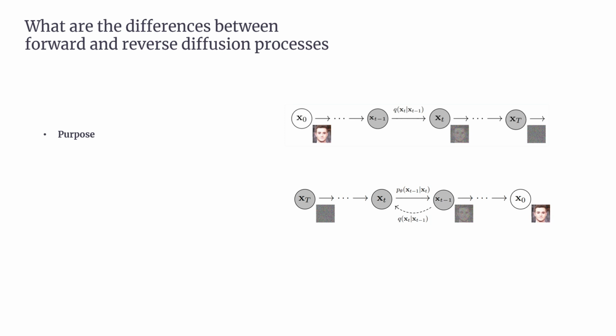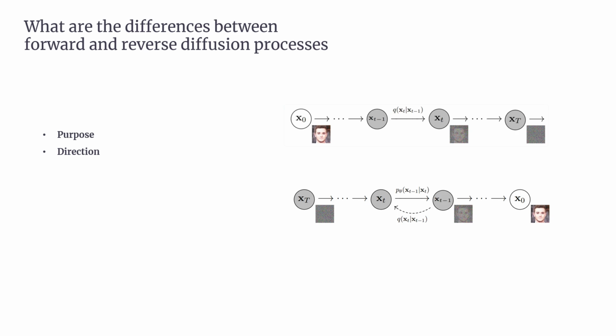1. Purpose. For forward diffusion, this process gradually adds noise to the original data. It transforms complex data distributions, like an image or sound, into simple Gaussian noise. It's used during training to create noisy versions of the input data, so the model can learn how to denoise it.